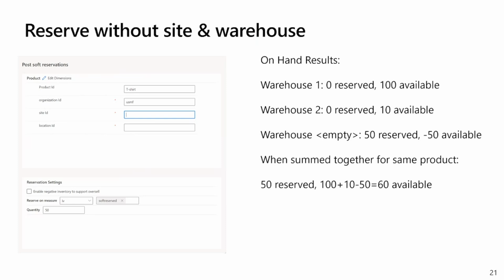The difference lies in the on-hand results. If we change the data storage rule and do not specify a warehouse, the inventory visibility system will not automatically pick a warehouse for us. Instead, it will temporarily store the reservation results in an empty warehouse where you have 50 reserved and minus 50 available. We sum together the results for the same product across all these results, and we will see that there are 50 reserved and 60 available. The 60 comes from the 110 available from both warehouses, plus the minus 50 available from the temporary results.